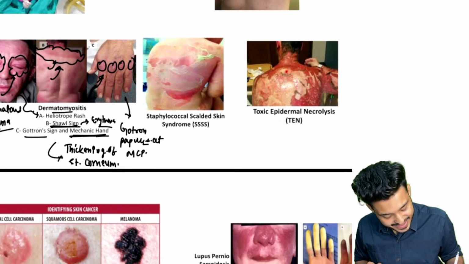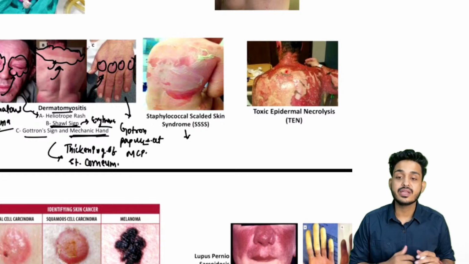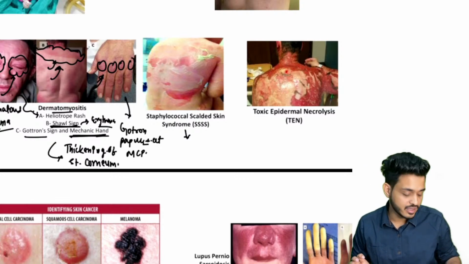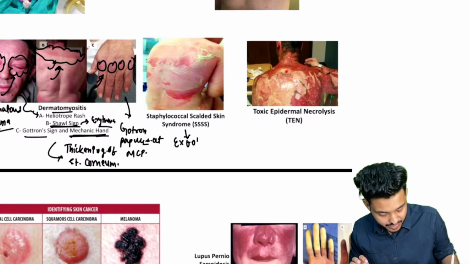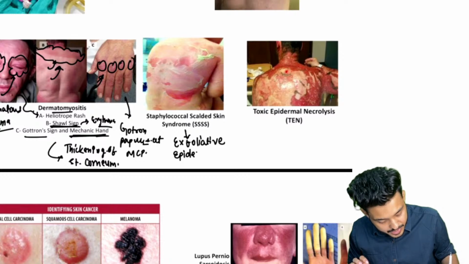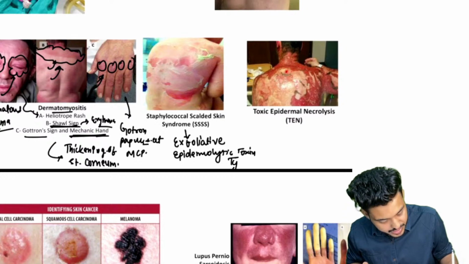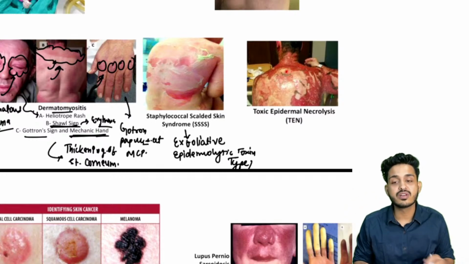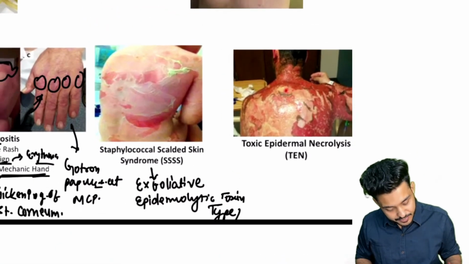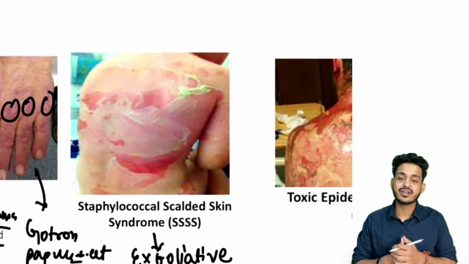This one is your SSSS, staphylococcal scalded skin syndrome. Now what will happen? There will be formation of certain toxins. This is due to staph bacteria, so there will be exfoliative or epidermolytic toxin type 1. This will be causing exfoliation in the skin, you can see here. So this is basically staphylococcal scalded skin syndrome.